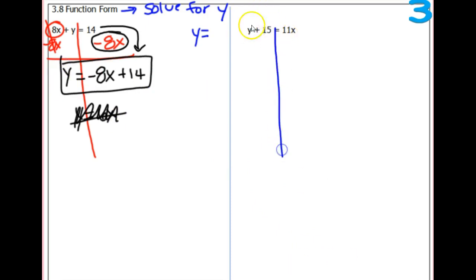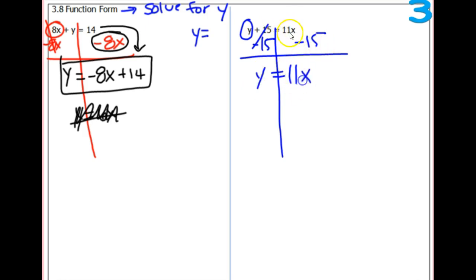Same thing right here. We want y by itself. The opposite of adding 15 would be subtracting 15. I can't combine those. One has an x and one doesn't, but write your x's first. 11x minus 15. And there's our answer.